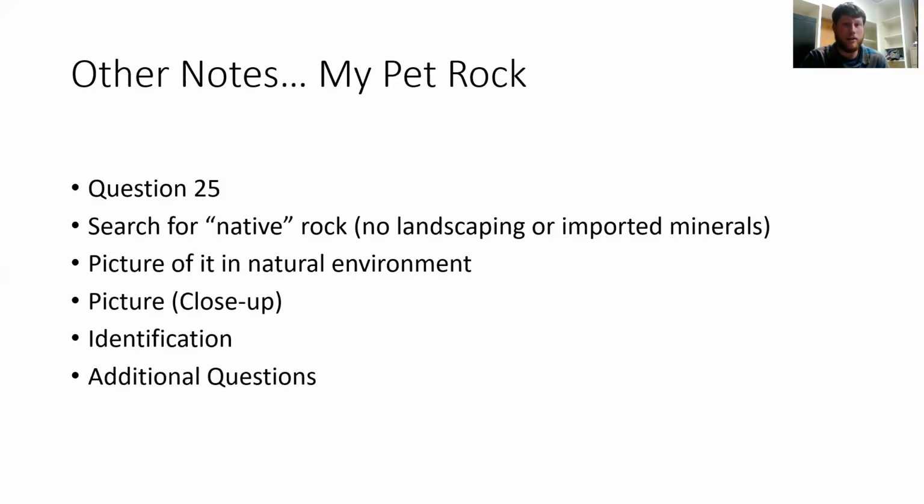What you're going to want to do is take a picture of it there in its natural habitat, and then pick it up and take another close-up picture of it. Then you'll use your charts and your knowledge about rocks and minerals and their formation processes to identify that rock and answer some additional questions about it, before uploading those pictures and the answers to those questions at the tail end of the assignment that you submit at the end of the week.